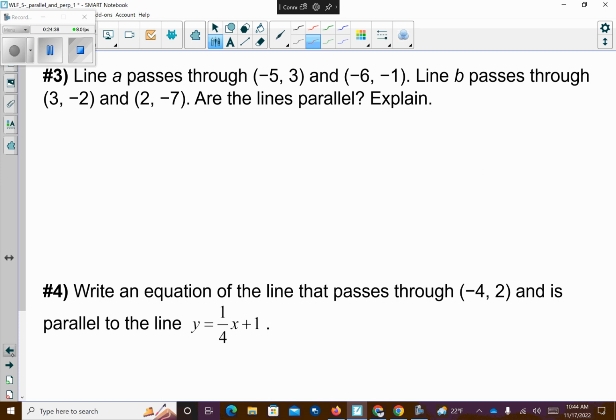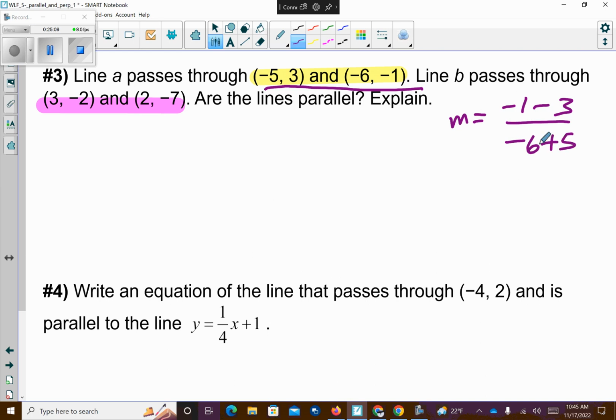Line A passes through (-5, 3) and (-6, -1). Line B passes through (3, -2) and (2, -7). Are they parallel? Well, if I can find the slope between those, and I can find the slope between those, if the slopes are the same, they're parallel. So let's do the yellow first. The slope equation is (-1 - 3) over (-6 + 5). I just plug that in quickly.